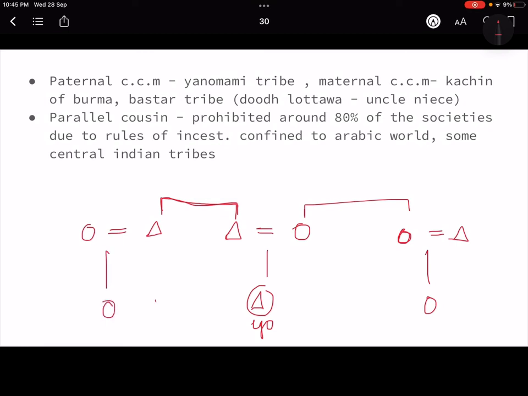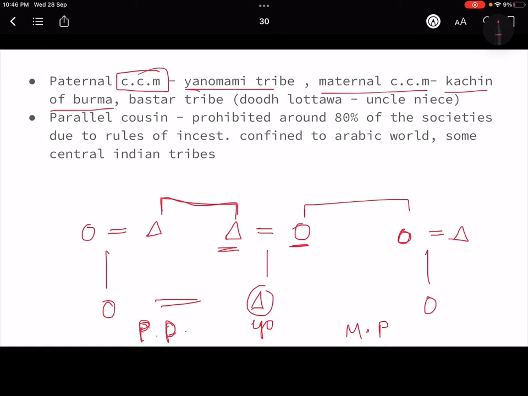So if he marries here, this would be parallel cousin marriage, but paternal parallel. This will be paternal parallel, this would be maternal parallel. Maternal हो गया माँ के साइड से, paternal मतलब पापा के साइड से, right? So this is parallel and that was cross cousin. कि यहाँ पे क्रॉस कज़न में सिंपल है, माँ की बहन नहीं भाई होगा और फादर की बहन होगी, राइट? पर यहाँ पे क्या होता है, पैरेलल में फादर का भाई और मदर की भी बहन, राइट? सो सेम सेक्स बेसिकली. सो पैटर्नल जो क्रॉस कज़न मैरिजेस है ना, अब आप याद कर लो, यानोमामी ट्राइब में होती है, और मटर्नल क्रॉस कज़न काचिन ऑफ बर्मा में होते हैं, राइट? सो ये एग्जाम्पल्स है कि कौन ऐसा फॉलो करते हैं.